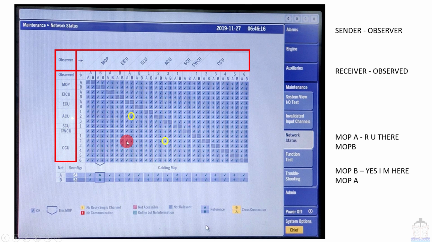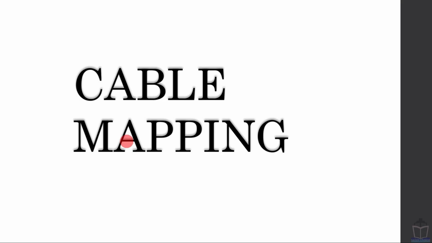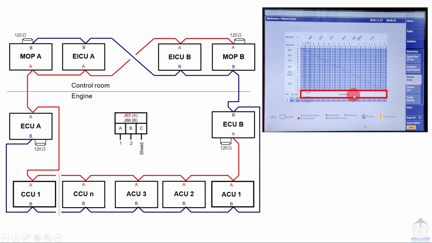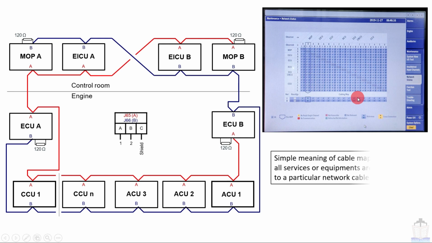Now we are moving to our next topic, that is cable mapping. This is very important. It will give you a lot of scope to rectify network related issues. Here it is written cabling map. Now we are going to see what is the meaning of cabling map.